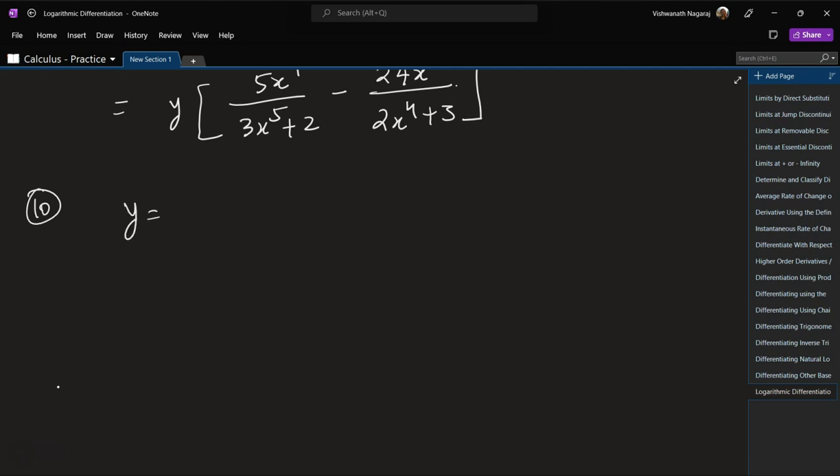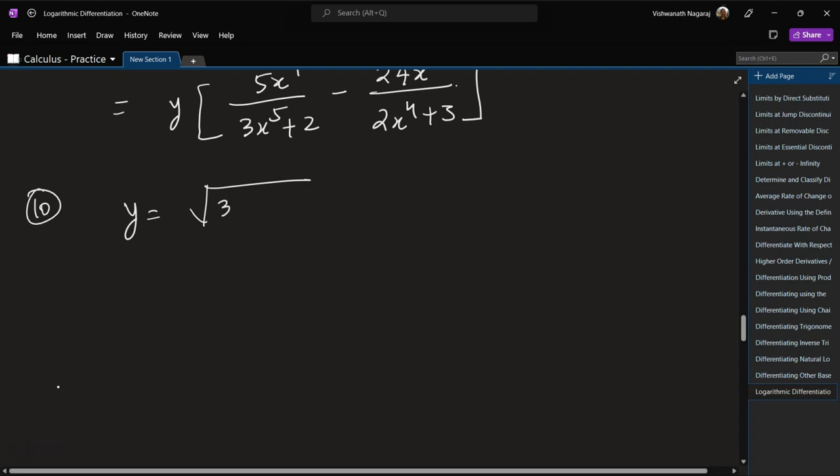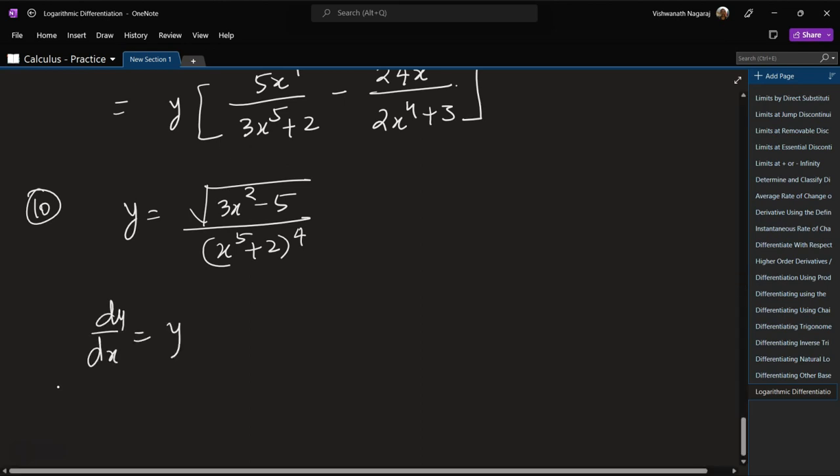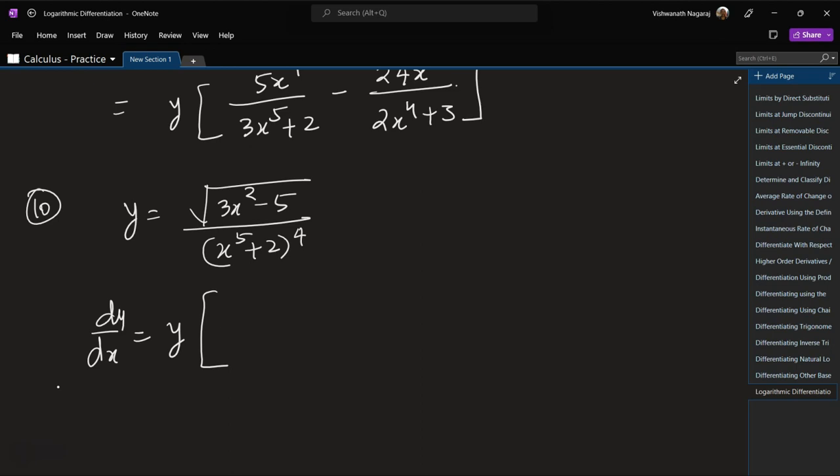So y is equal to square root of 3x square minus 5 by x to the power of 5 plus 2 to the power of 4. Okay, so dy by dx would be y as it is. And remember, there is a division, so there will be two natural logs with a subtraction.